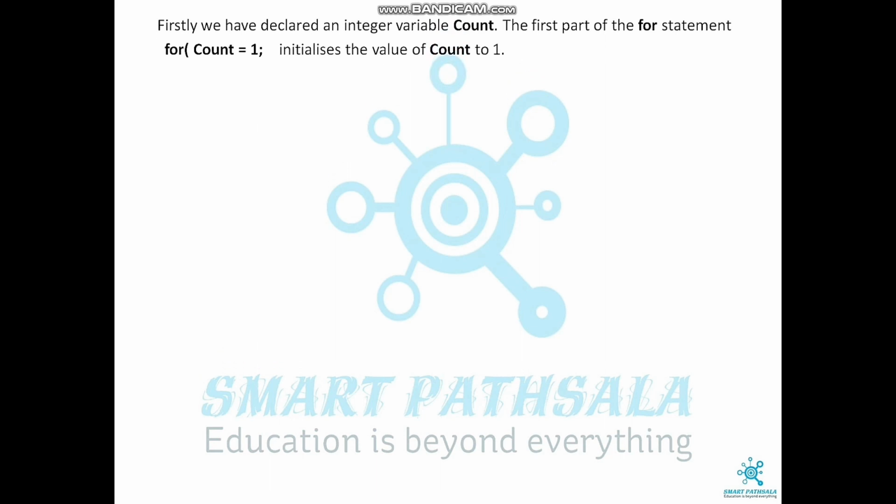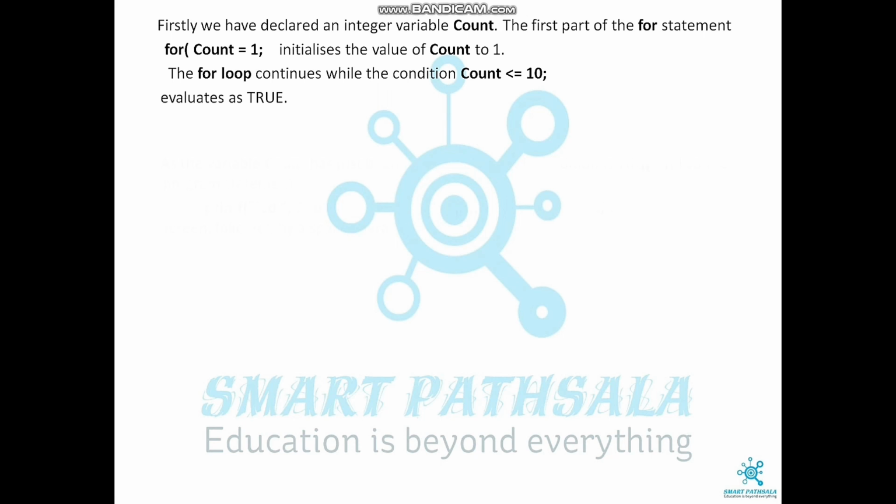We will see what we have written inside the code. Firstly, we have declared an integer variable count. The first part of the for statement, count equal to 1, initializes the value of count to 1. The for loop continues while the condition count less than or equal to 10 evaluates as true.